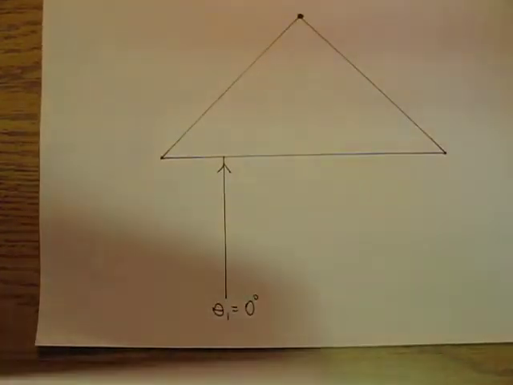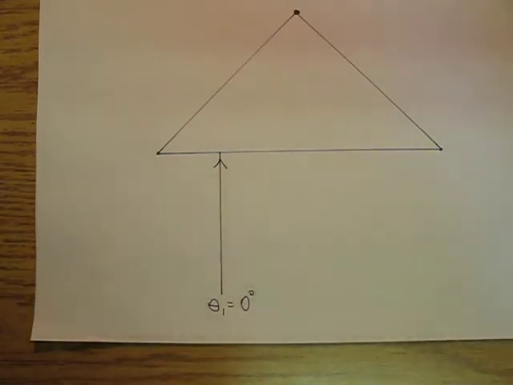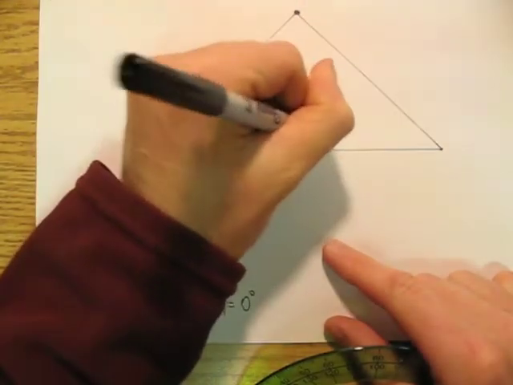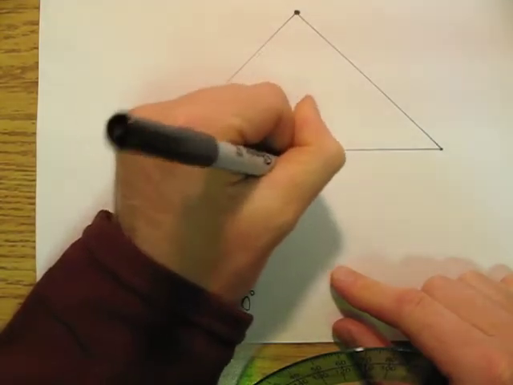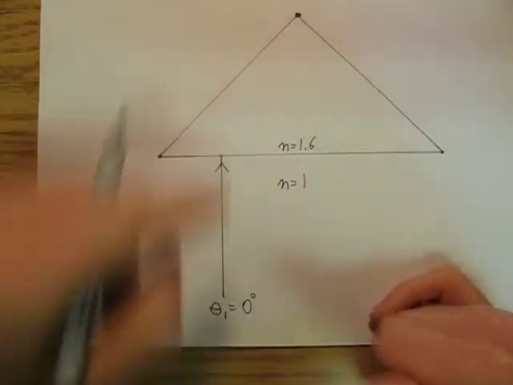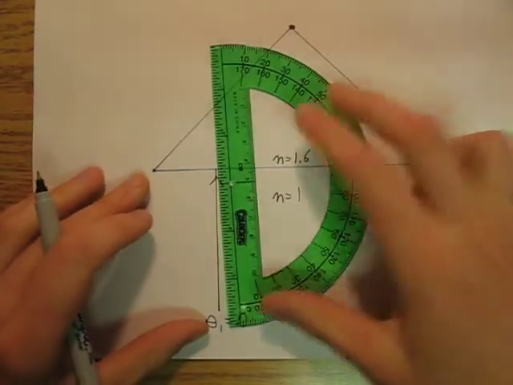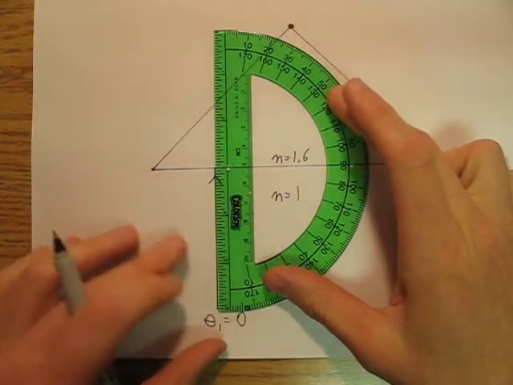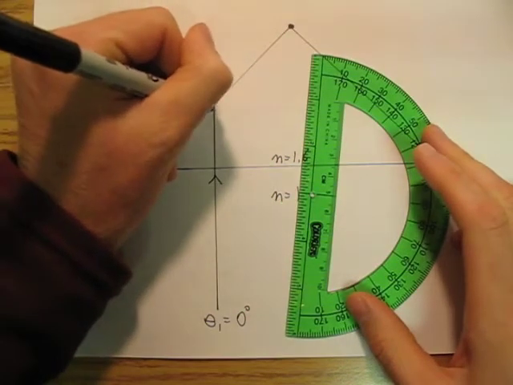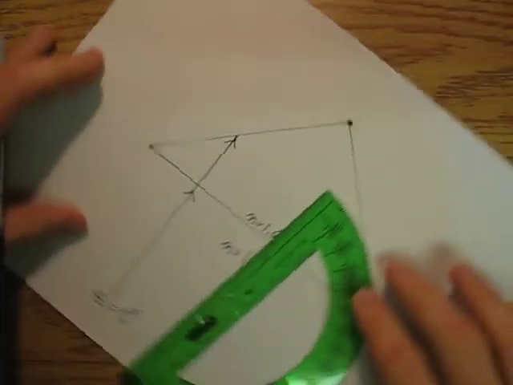Now, I'm not going to do the calculation, but I want you to calculate on your calculator. So this is n equals 1.6, and on this side n equals 1. I want you to calculate very quickly what the angle of refraction is going to be when it goes into the block. Okay, if you hit pause and did it, you would see that since my angle of incidence is 0, my angle of refraction is going to be 0. And so the ray of light is just going to go straight like that.